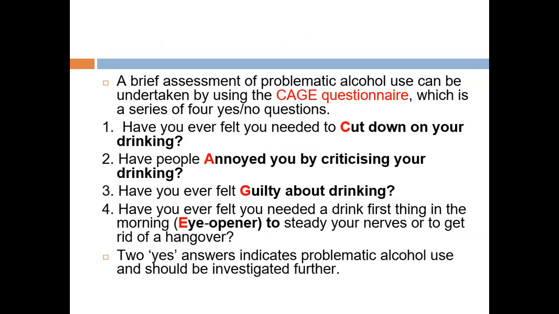A brief assessment of problematic alcohol use can be undertaken by using the CAGE questionnaire, which is a series of 4 yes or no questions. Have you ever felt you need to cut down on your drinking? Have people annoyed you by criticizing your drinking? Have you ever felt guilty about drinking? Have you ever felt you needed a drink first thing in the morning, that is an eye-opener, to steady your nerves or to get rid of a hangover? 2 yes answers indicate problematic alcohol use and should be investigated further.